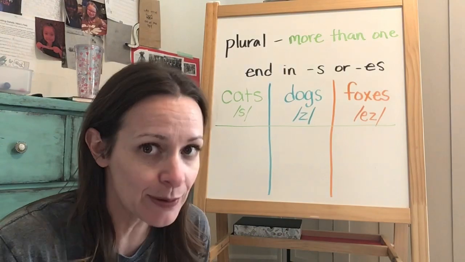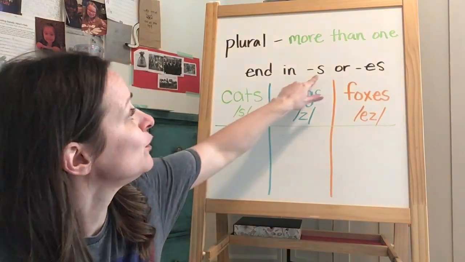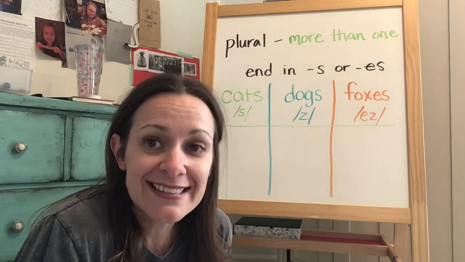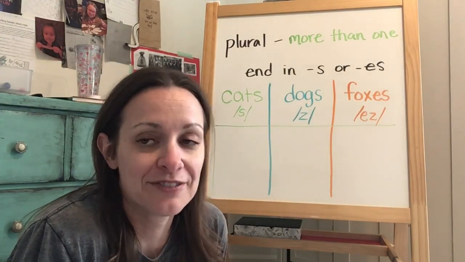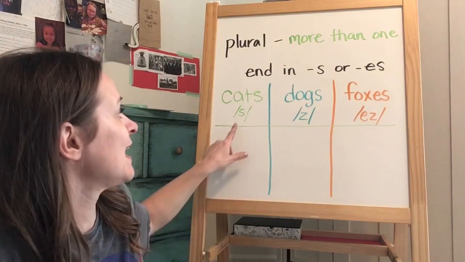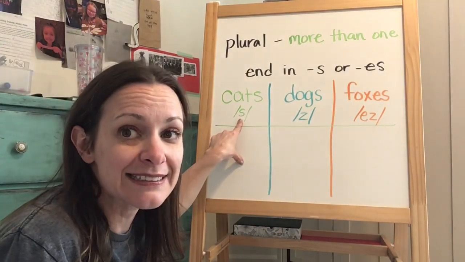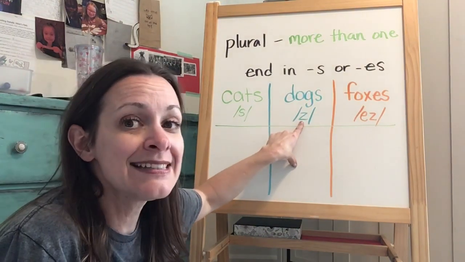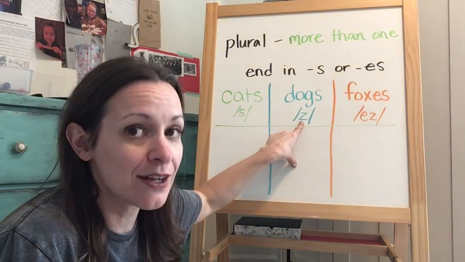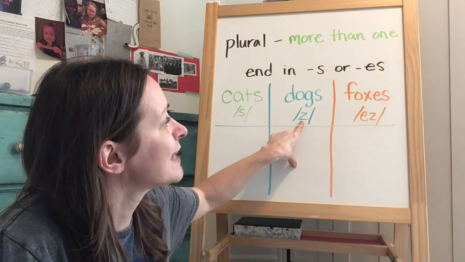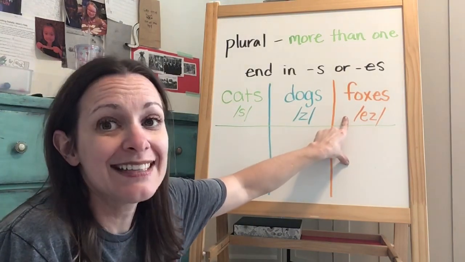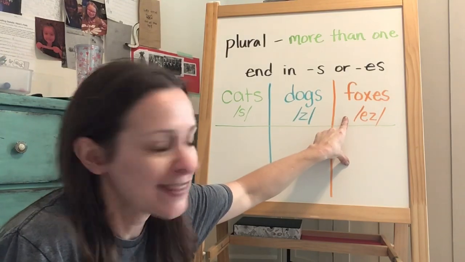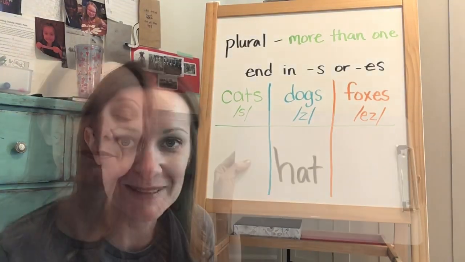Now, when we have a plural noun, it usually ends in S or ES. But the S and the ES can make different sounds. Sometimes the S sounds like an S, like in cats. Sometimes the S sounds like a Z, like in dogs. And sometimes the ES sounds like "ez," like in foxes.